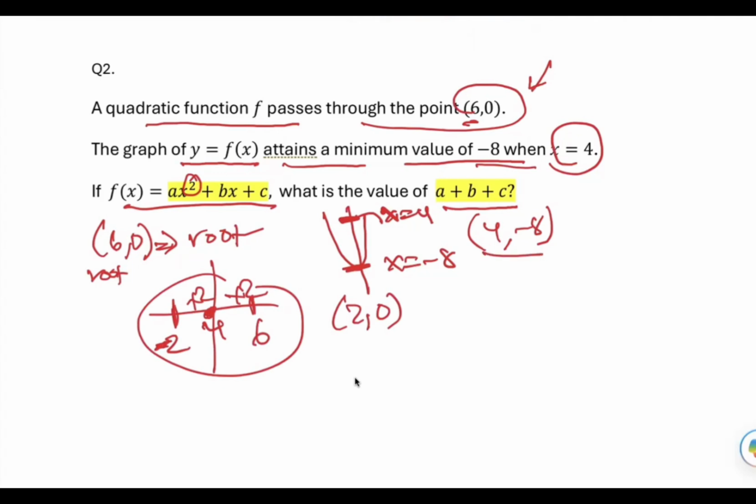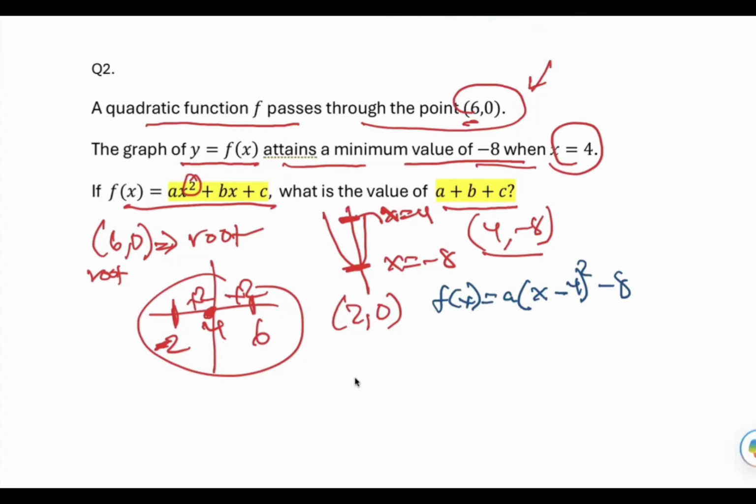You can put this in Desmos, and then you plot your graph, and you're done. Those who love algebra, I will show you how to proceed. If you want to stick with this, all you need to do is put it in the vertex formula. And what is that? f(x) is equal to a(x - 4)^2 - 8, right? That is your vertex equation.